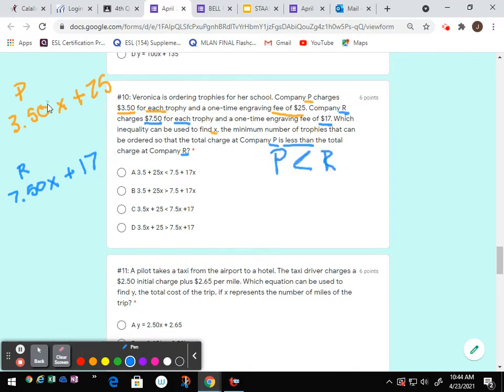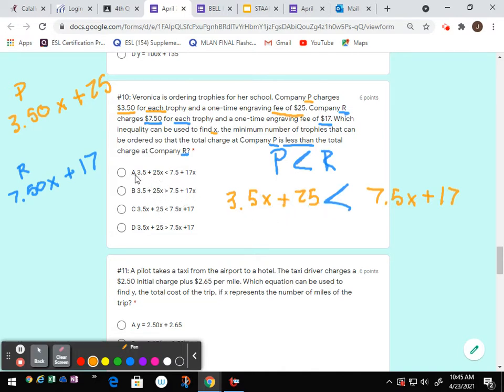Okay, so our P formula is 3.5x plus 25, and then we want less than R, which is 7.5x plus 17. All right, so let's see what answer choice matches what we just wrote.